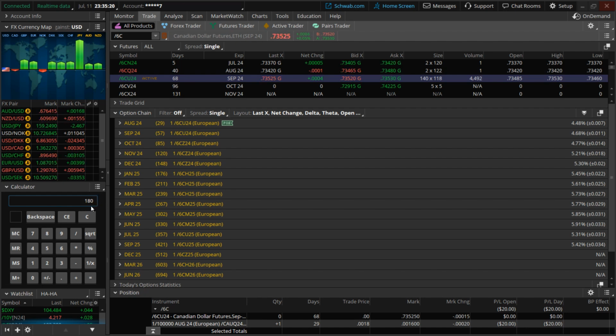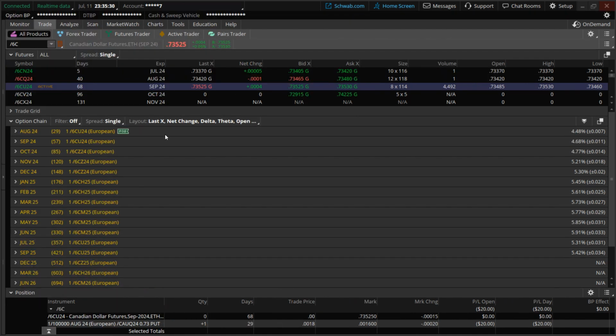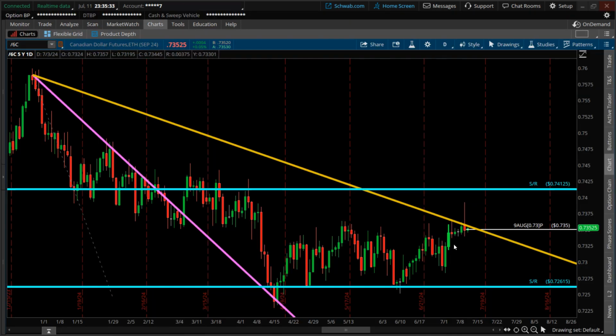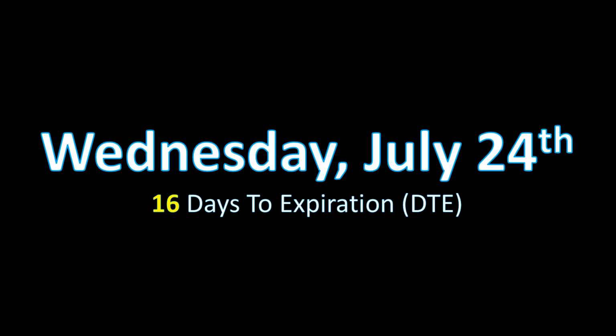So this would be my max loss if I do not exit this trade before the option premium goes to zero. So that's the current status and my general thesis for a bearish month ahead for the Canadian dollar. For the purpose of time, I'll pause it here. I'll do periodic updates along the way. More to follow.